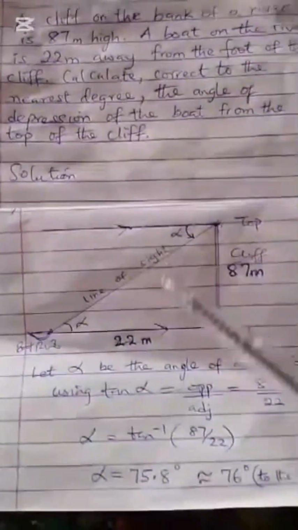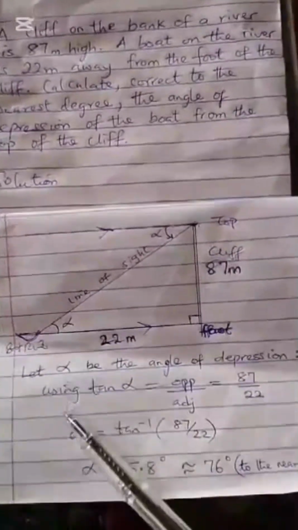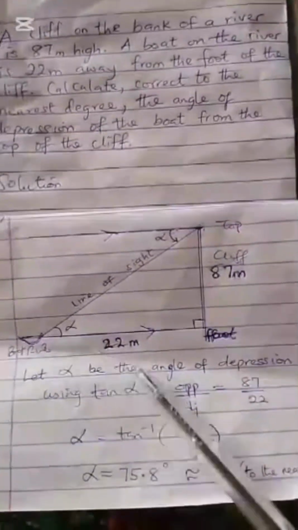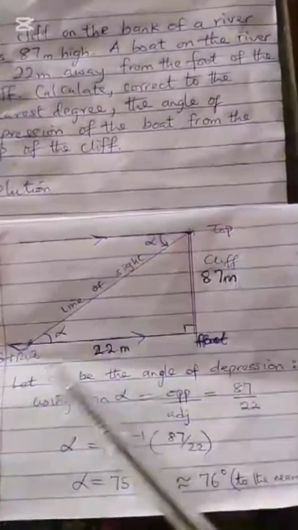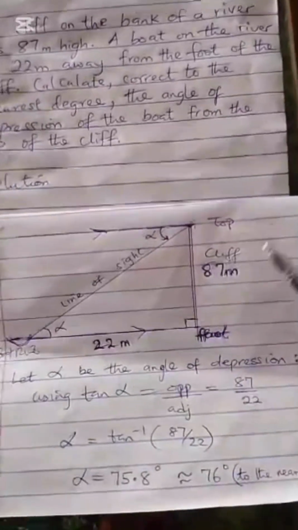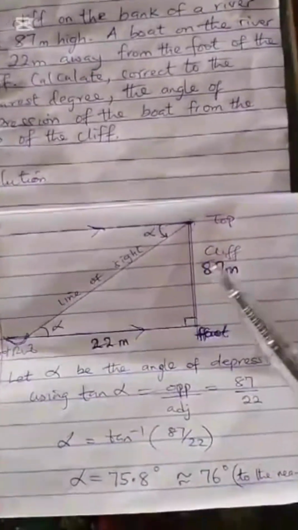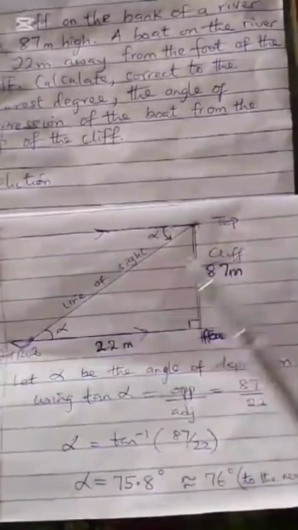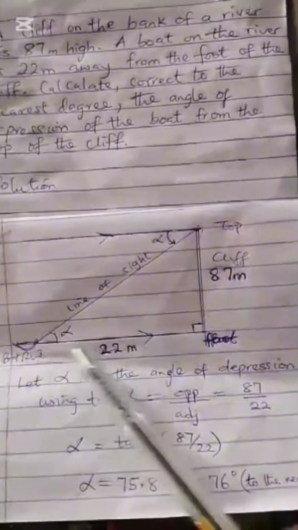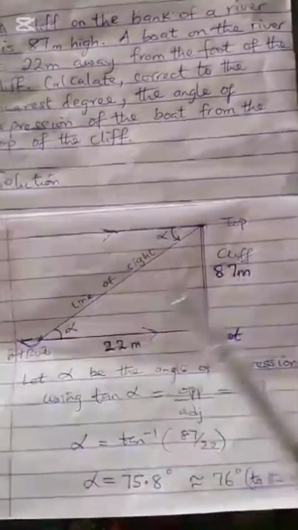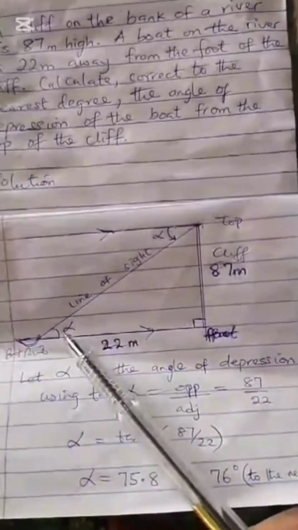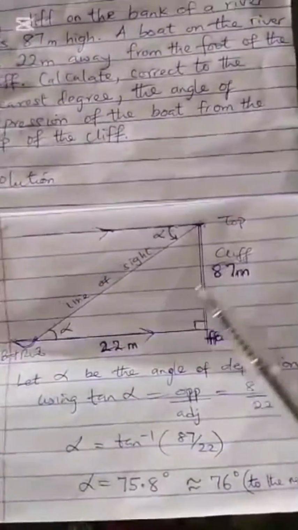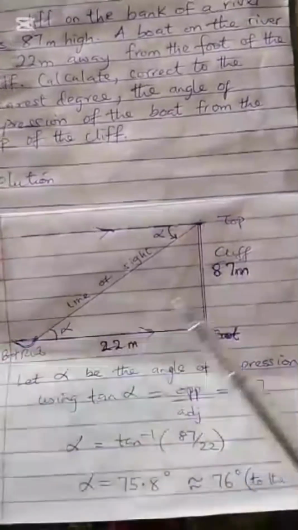Okay, so we have the right angle triangle here. Let alpha be the angle of depression. So it forms the right angle. We'll always ask ourselves which of SOHCAHTOA, the trigonometric ratios, connects what you are given. So we're looking for alpha. This side is opposite to this angle here, and this side is adjacent to the angle. So we have opposite and adjacent. So we have these values.